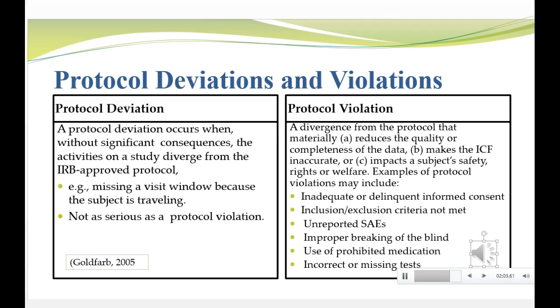I want you to understand the difference between a protocol deviation and a protocol violation and be familiar with the terms. There are some commonly accepted industry definitions. The ones on this slide are taken from an article by Norman Goldfarb. I'm assigning the complete article, it's a short one but you need to read it, as part of the module readings. But for now, we're just going to review the definitions. First and foremost, a violation is more serious than a deviation. Deviations are events that don't necessarily have significant consequences, like a patient coming late to a single visit. But violations are things that can have serious consequences, such as enrolling a patient without their informed consent.